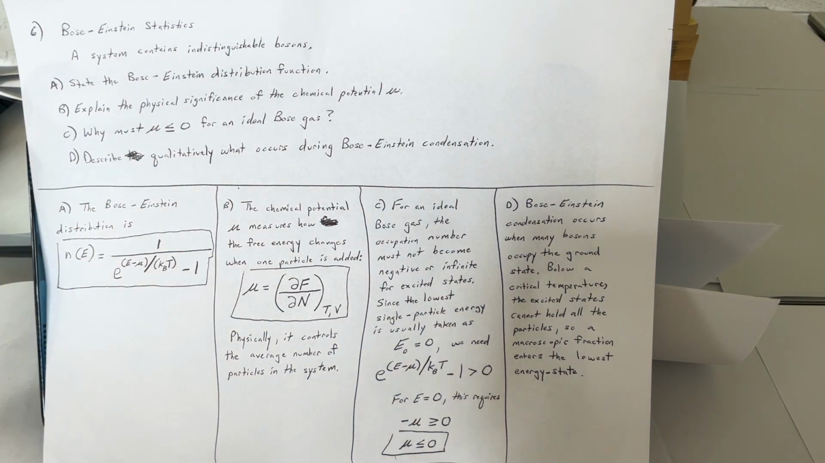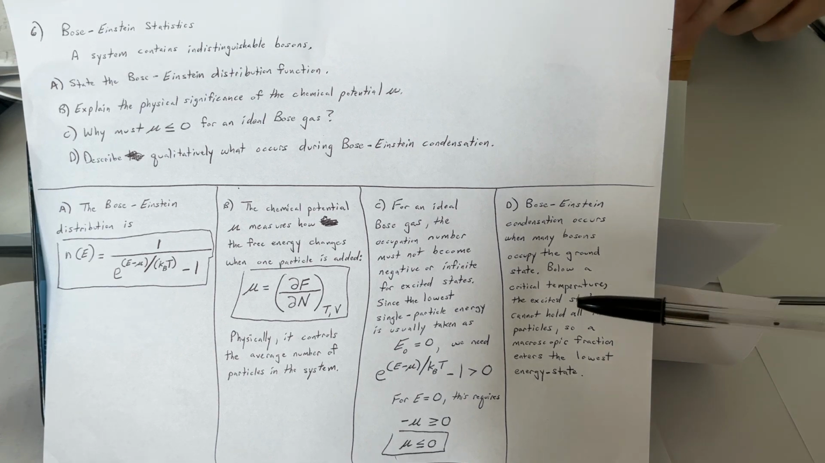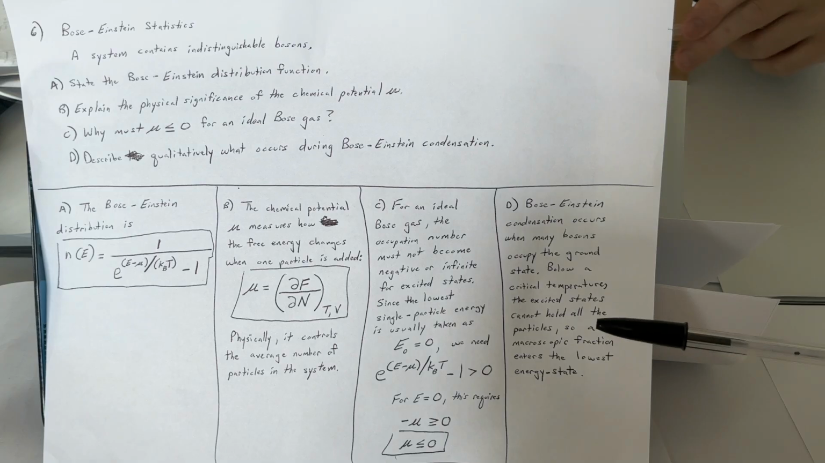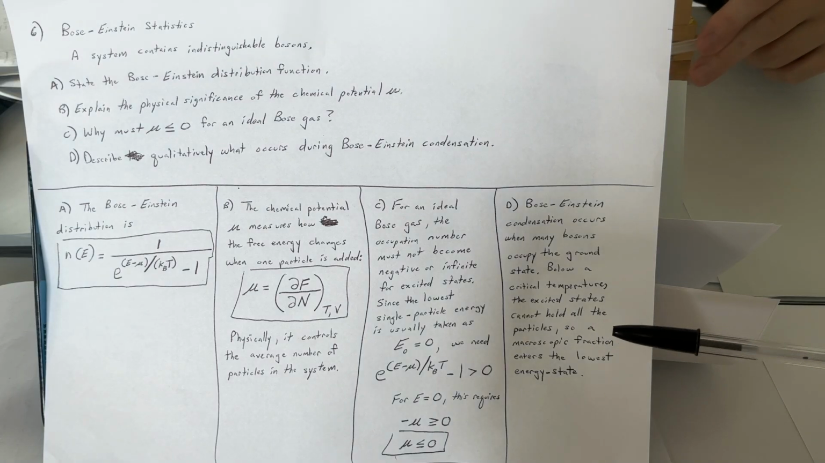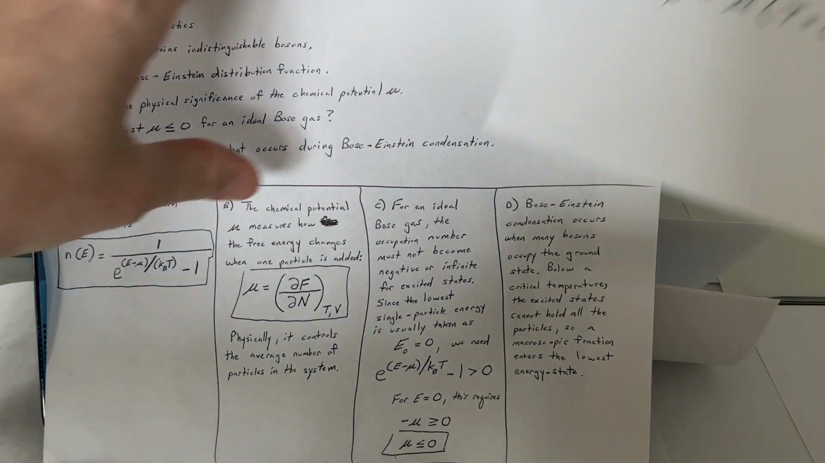Part D, describe qualitatively what occurs during Bose-Einstein condensation. Bose-Einstein condensation occurs when many bosons occupy the ground state. Below the critical temperature, the excited states cannot hold all the particles, so a macroscopic fraction enters the lowest energy state. Okay, so that takes care of number 6.